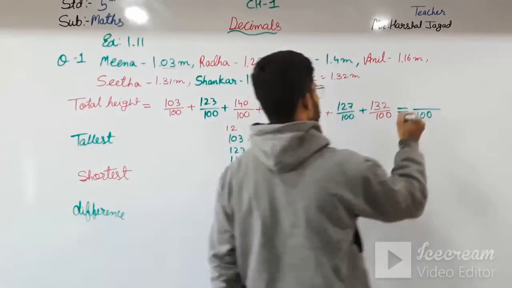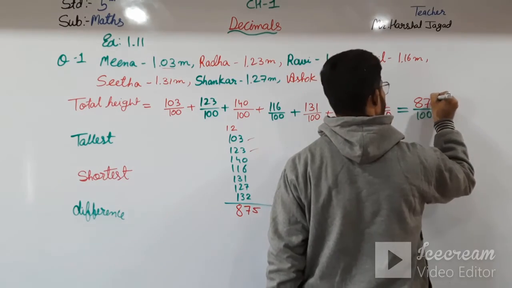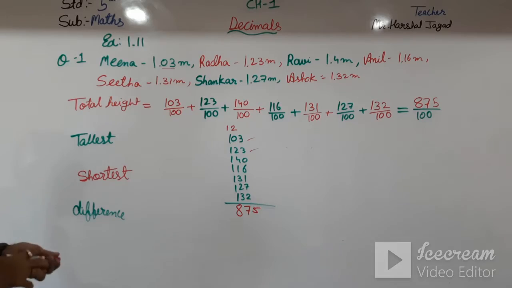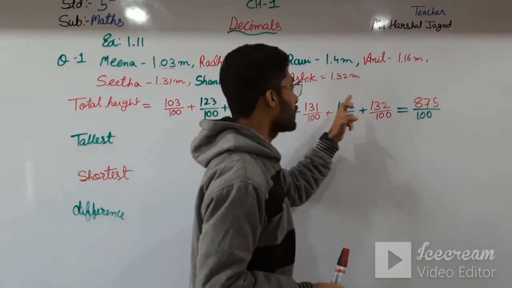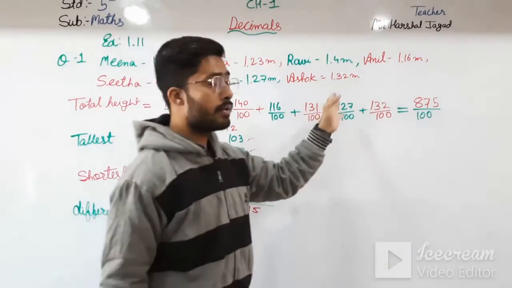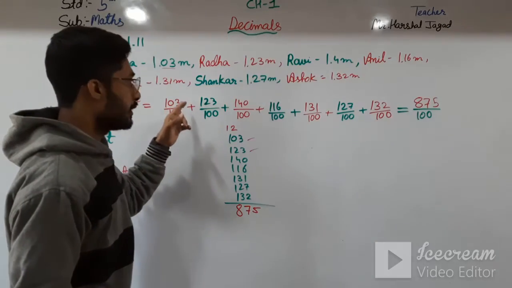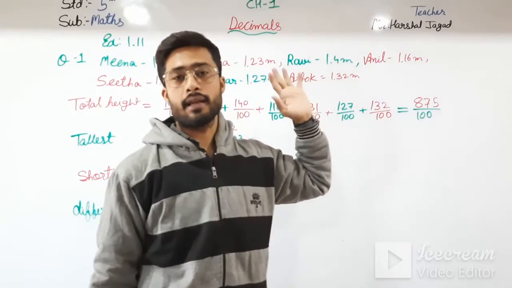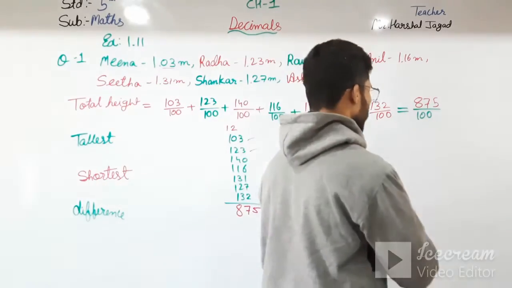So that is 875. 875. Okay, students, it is easy. How is it easy? 1, 2, 3, 4, 5, 6, 7. All the values you can see are above 700, so we will take 700. 700 plus 3, 703, plus 23 plus 40 plus 16. This will carry on. Okay, so our answer is 875 upon 100.